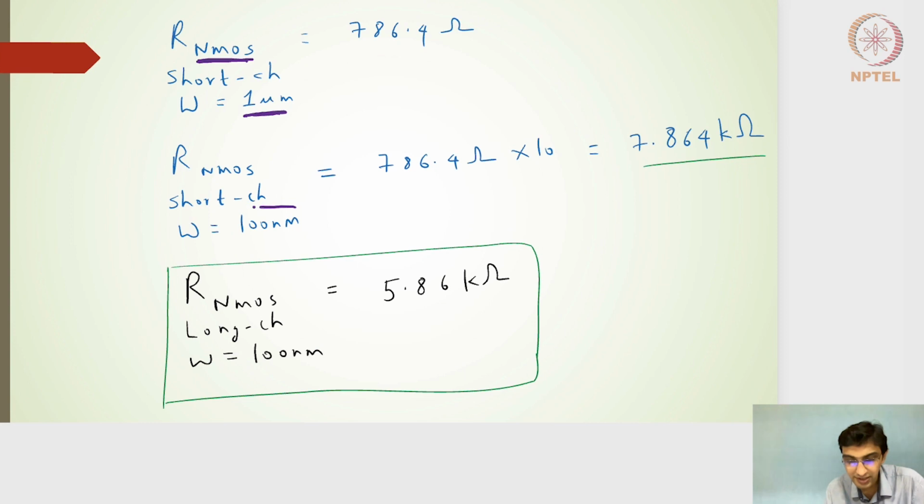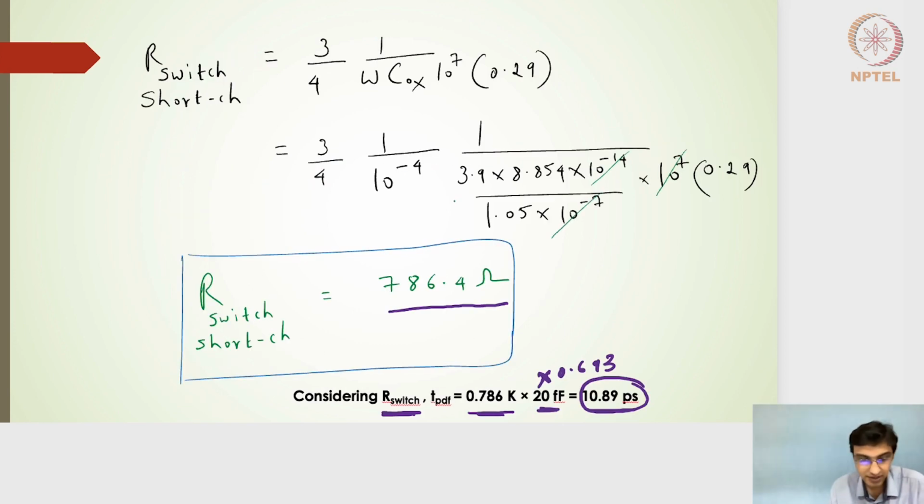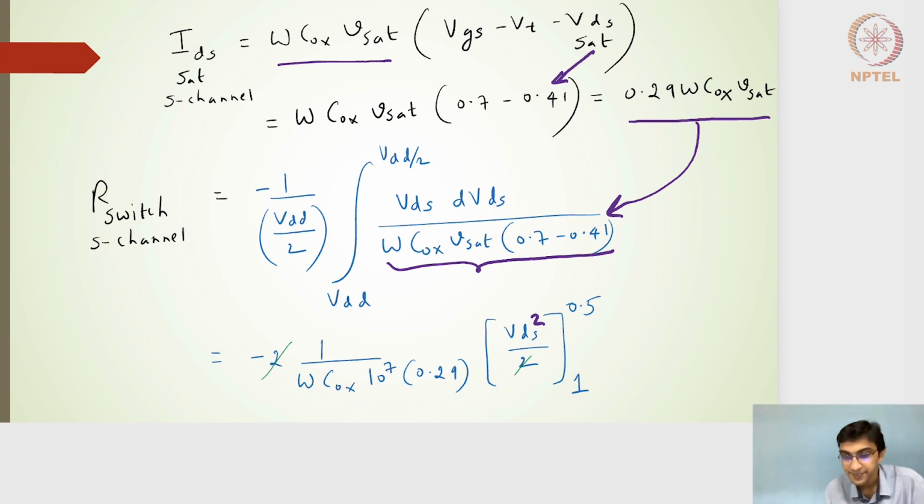If I lower the width of the NMOS transistor from 1 micron to 100 nanometers, so it is a 10 times decrease, my resistance is likely to increase by 10 times, right? And then the answer is very, very simple. If I go back to that current equation, on slide number 12, I will notice that this W is actually going into the denominator expression.